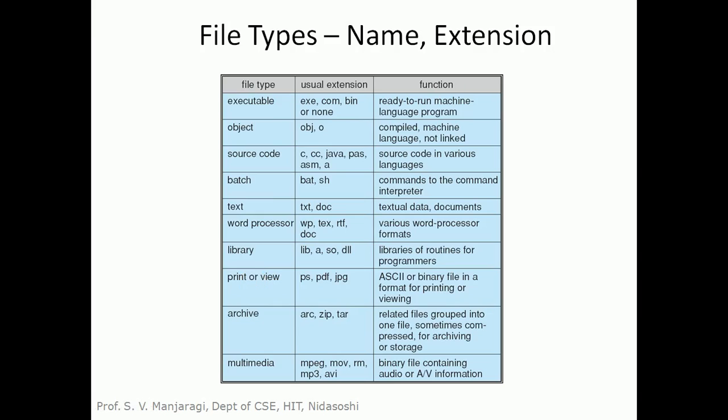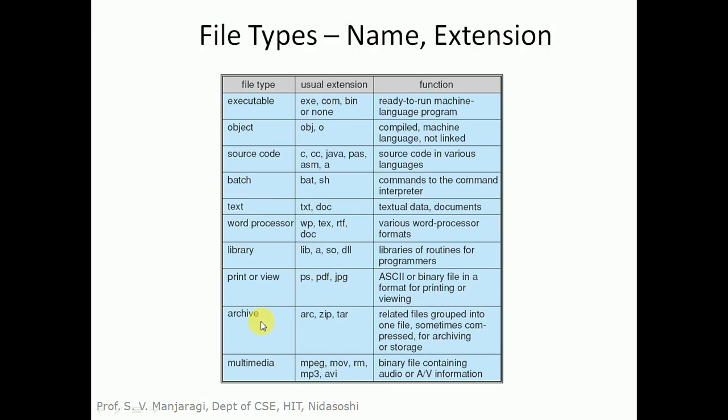So these are ASCII or binary files in a format for printing or reading. For example, PS is basically PostScript, used in Unix for printing or reading. PDF, that we know, and JPG. So these are the file formats we can use for printing or reading.